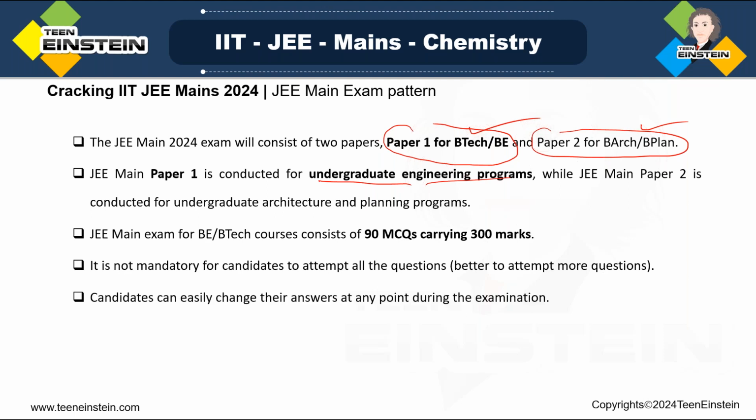Candidates can easily change their answers at any point during the examination. As it is an online exam, you will get that privilege. How to do so, and how the screen will look, we will also see later.